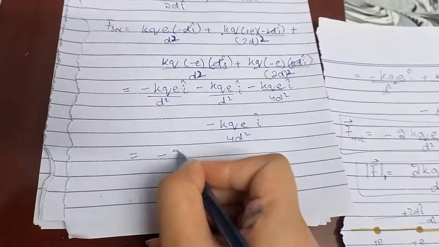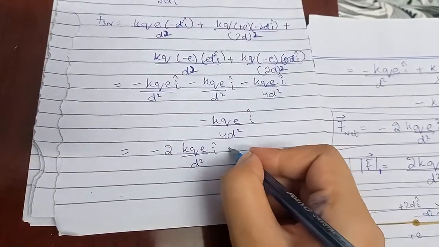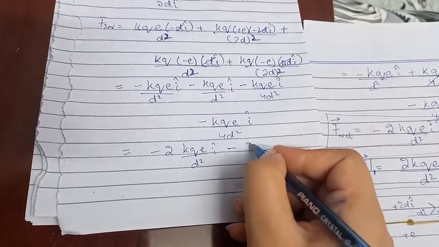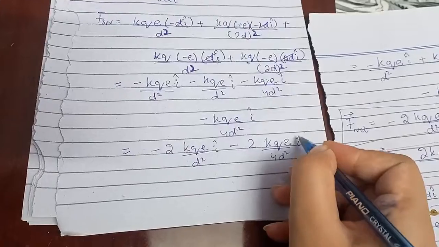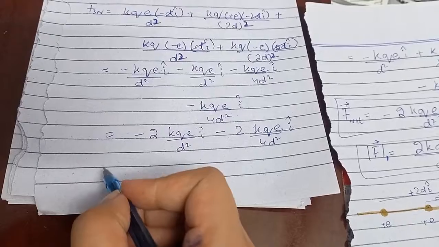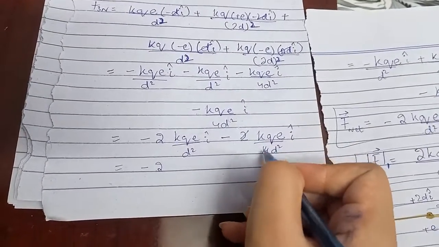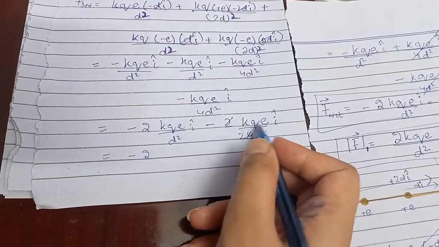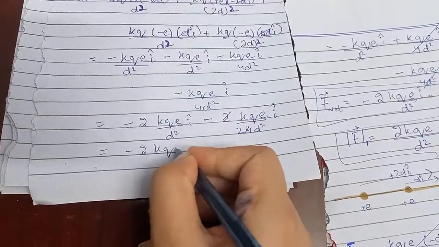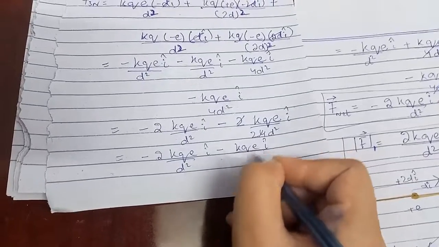It will become negative 2 kqe over d square i hat, negative, these are same, so it becomes 2 times kqe over 4d square. If you are confused, you can take LCM. Now minus 2, this is 2 ones are 2 and 2 twos are 4, so 1 over 2 is left. Taking kqe, okay, let me write it again, then I will take common. Minus kqe i hat over 2d square.